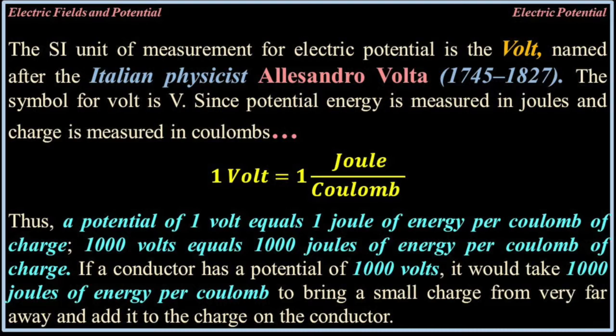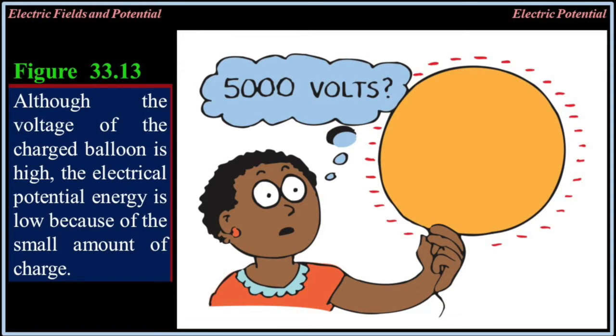If a conductor has a potential of 1,000 volts, it would take 1,000 joules of energy per coulomb to bring a small charge from very far away and add it to the charge on the conductor. Figure 33.13. Although the voltage of the charged balloon is high, the electrical potential energy is low because of the small amount of charge.